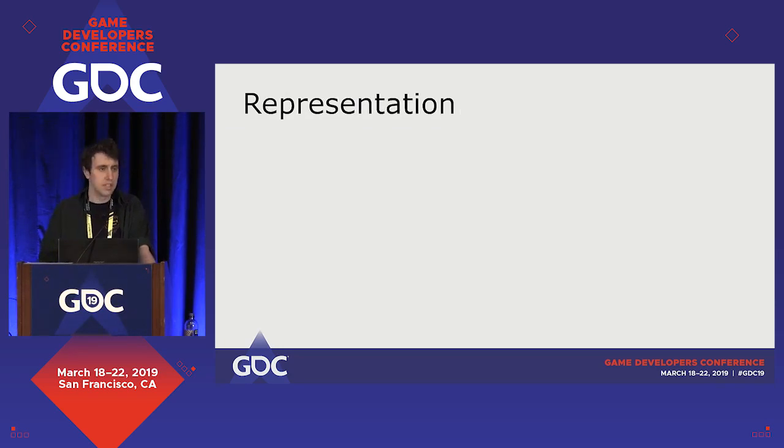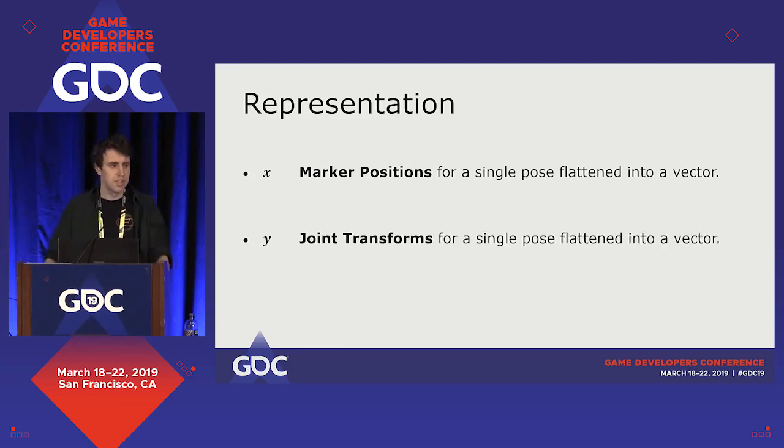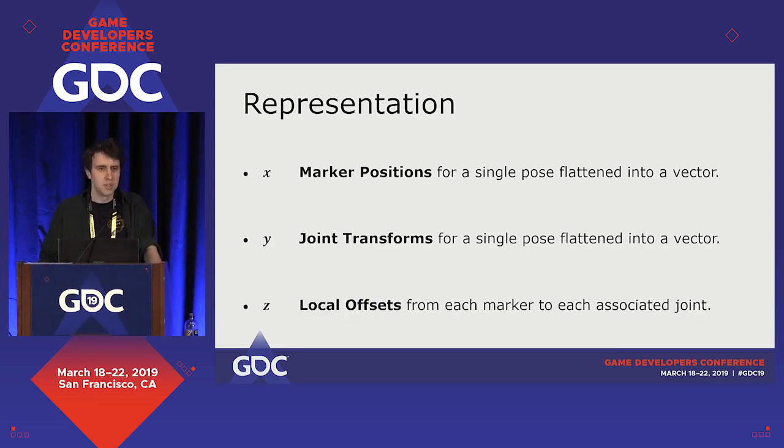Going into a little bit more detail, we represent the markers of the character by taking the 3D position of all the markers and flattening it into one big vector. The joint transforms are the same. We take the joint transforms of every joint of the character and flatten them into one large vector. And we also have the local offsets. These are the offsets from the joints to the markers in local space. So this represents how exactly the technician placed the marker on the character. So we take this.